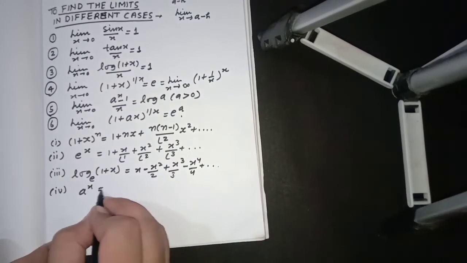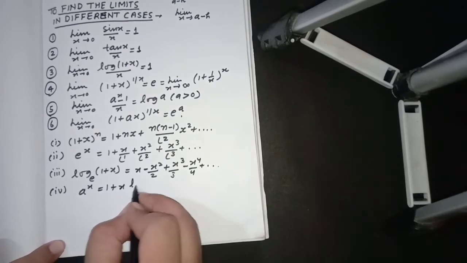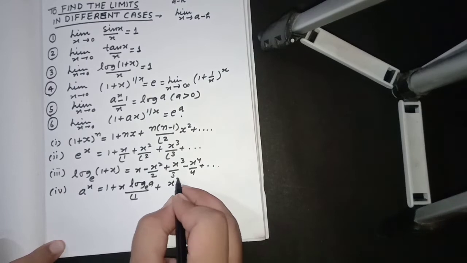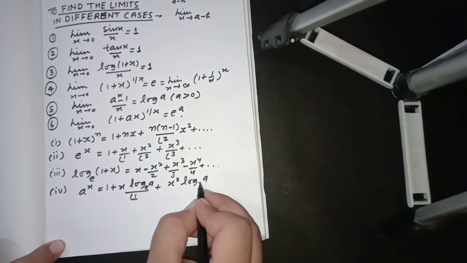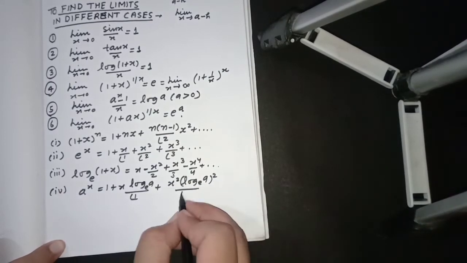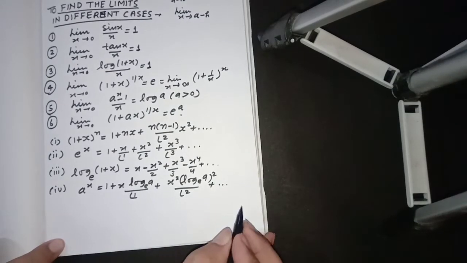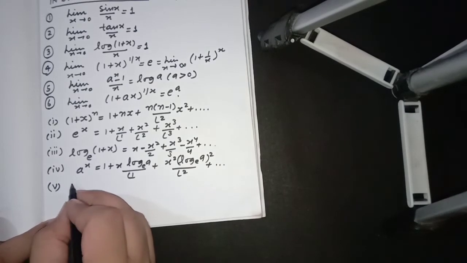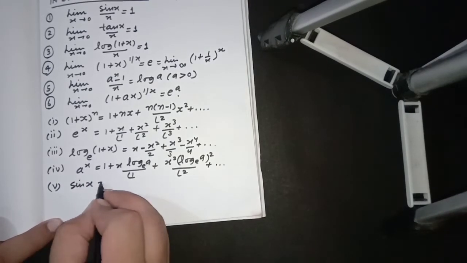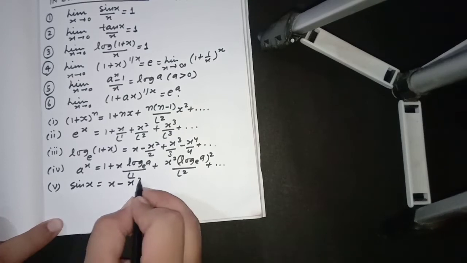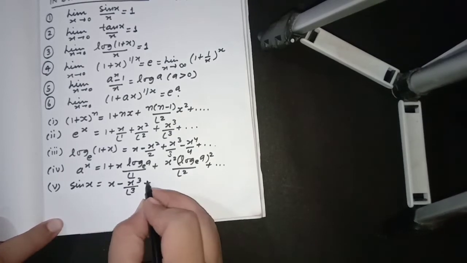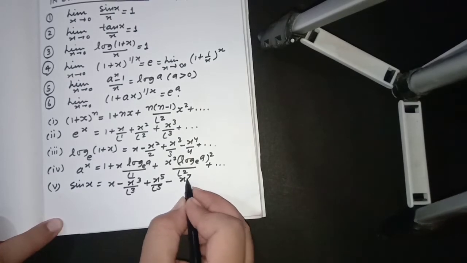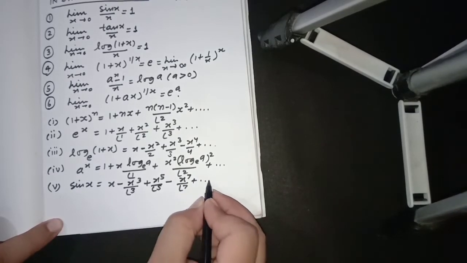A power x is equal to 1 plus x log a base e upon factorial 1 plus x square log a base e whole square upon factorial 2 plus dot dot and so on. Two more formulas will be used often, and they are sin x. Sin x will be equal to x minus x cube upon factorial 3 plus x power 5 upon factorial 5 minus x power 7 upon factorial 7 plus dot dot.